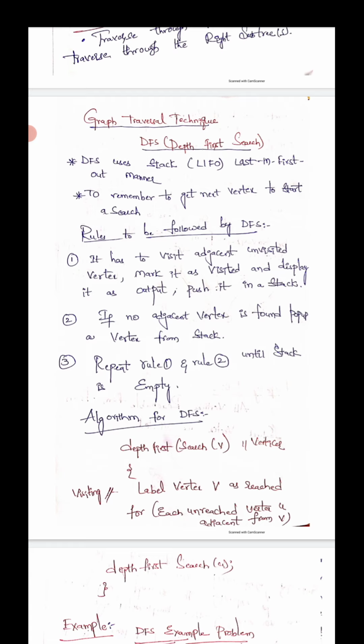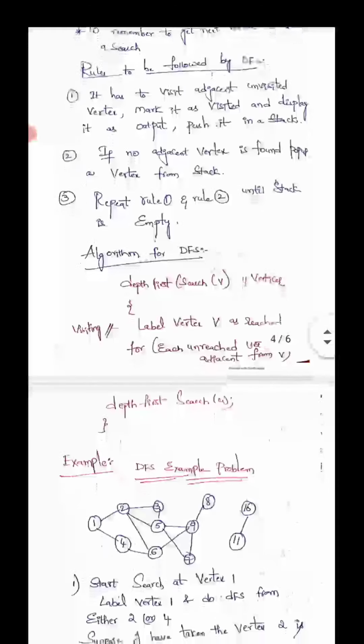First of all, visit an adjacent unvisited vertex, mark it as visited, display it as output, and push it onto the stack. And coming to the second rule, if no adjacent vertex is found, remove a vertex from the stack. Now coming to the algorithm for depth first search.